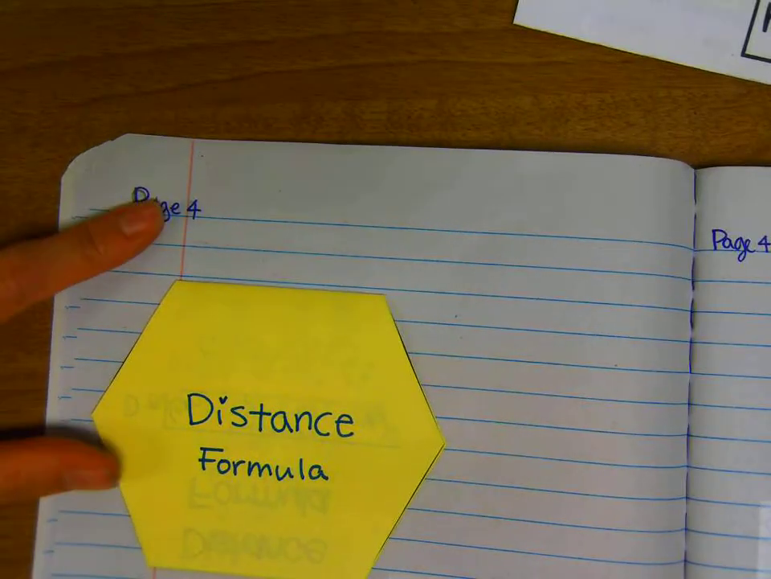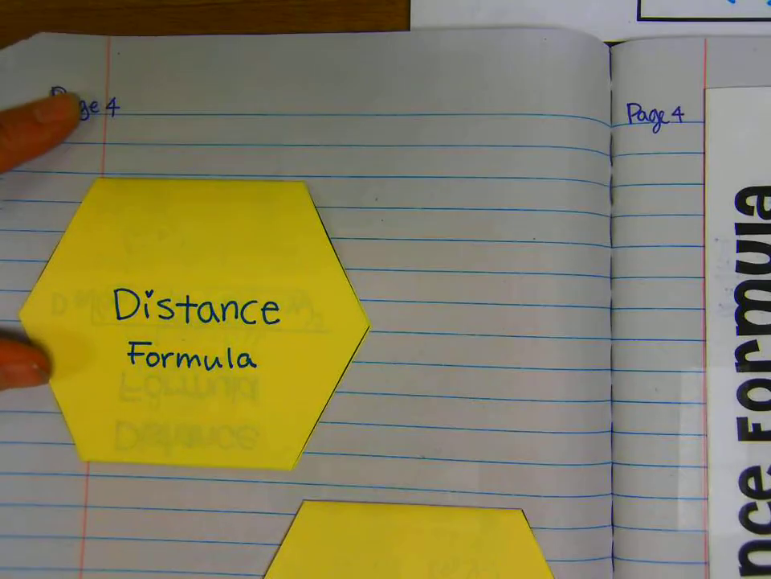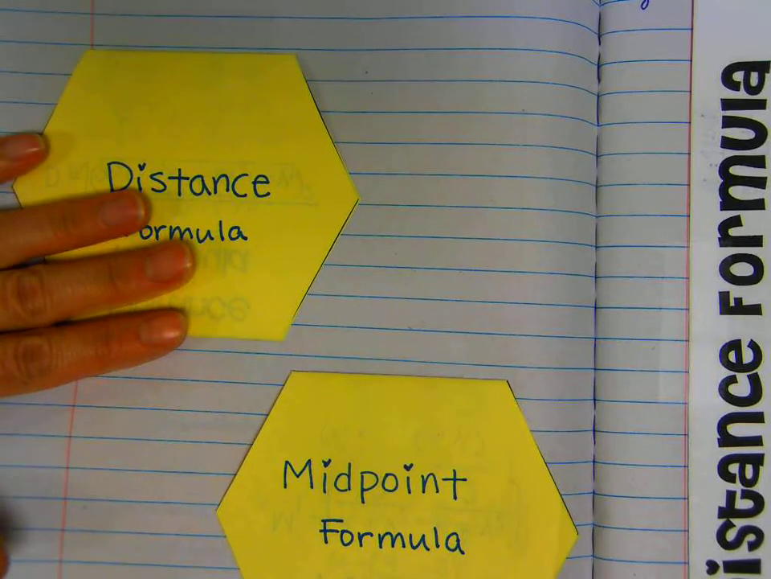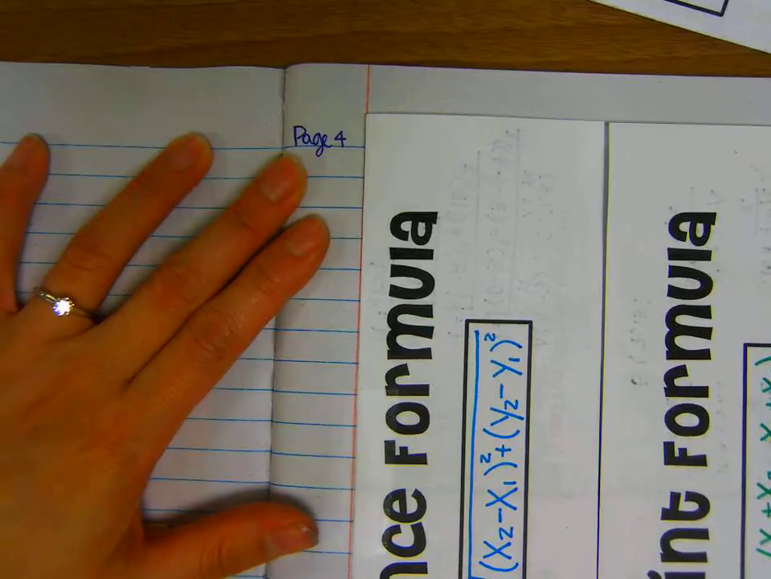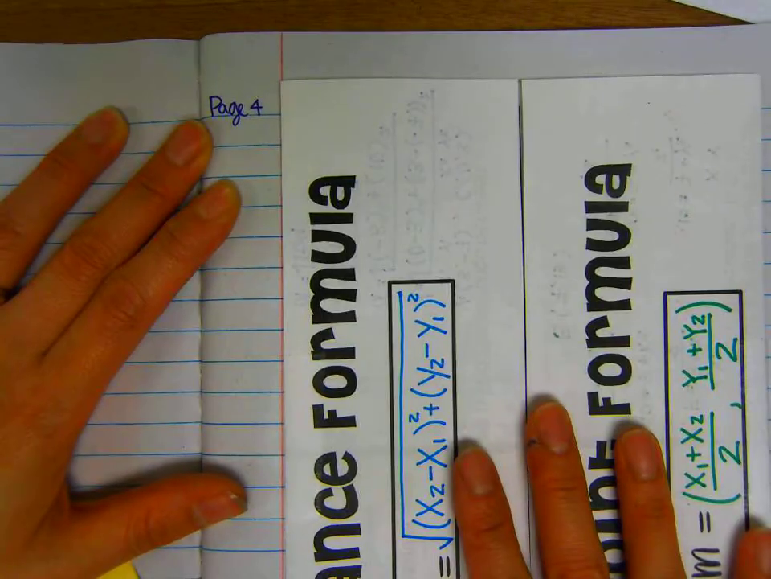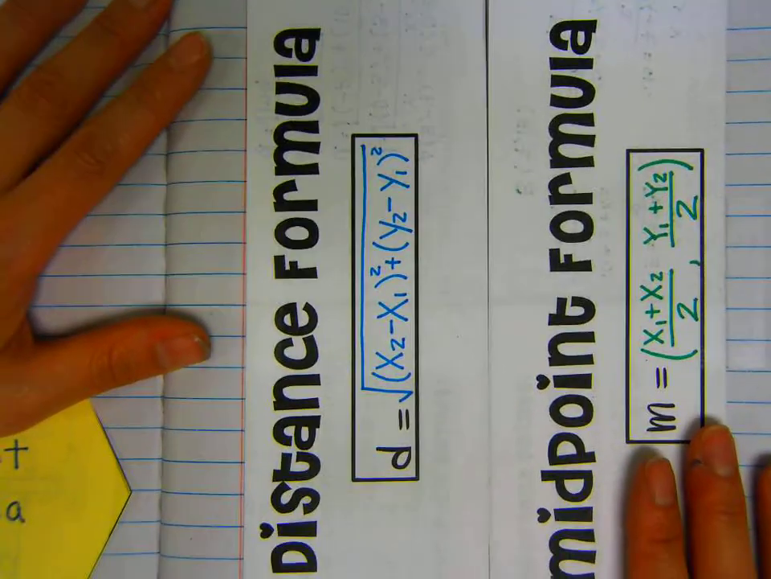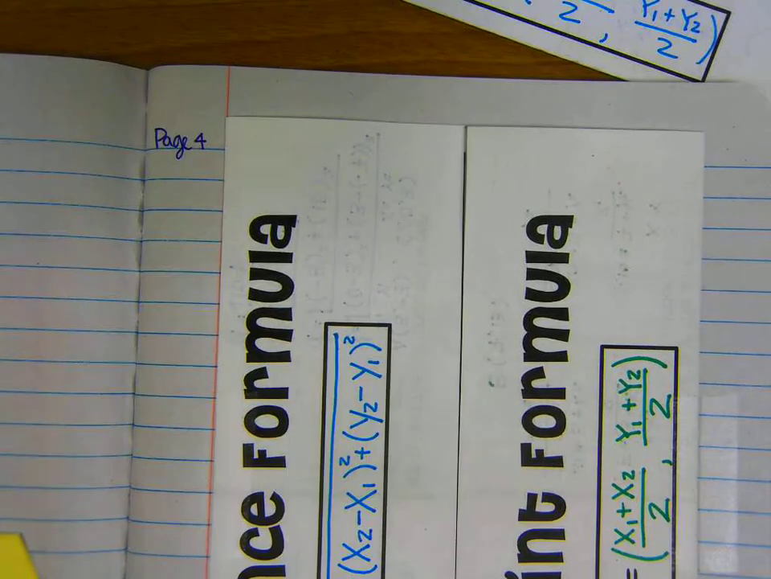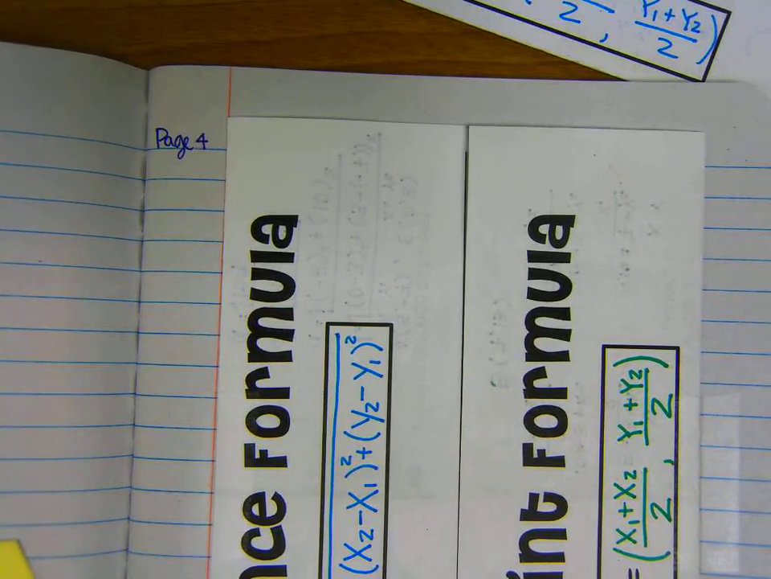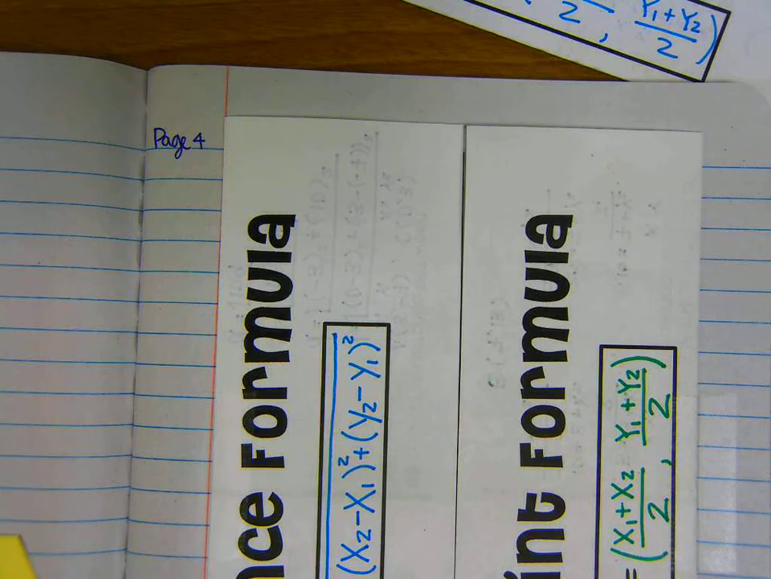Then turn over to page 4. Actually, we had the distance formula in hexagon form, and the midpoint as well. On page 4, I want you to paste it with the glue. Place this foldable on your right-hand side, page 4. Okay, and then we're going to do practice on distance and midpoint.